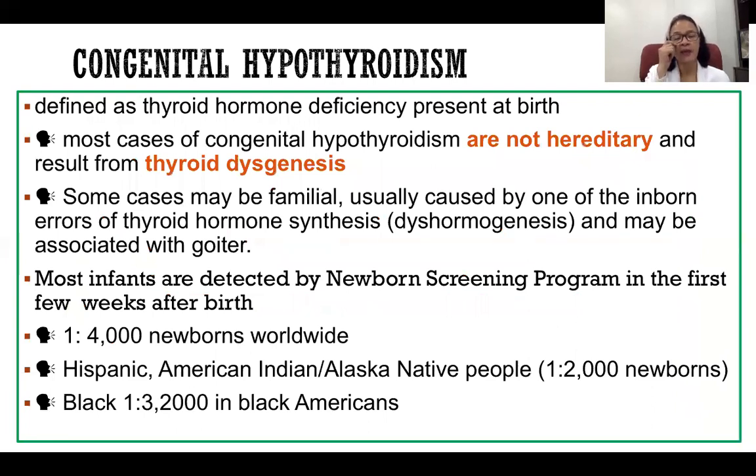For congenital hypothyroidism, usually the deficiency is detected at birth. Most cases of congenital hypothyroidism are not hereditary, okay? And most often it can be due to thyroid dysgenesis. Some could be familial, caused by inborn errors of thyroid hormone synthesis. Or sometimes it could be associated with goiter.